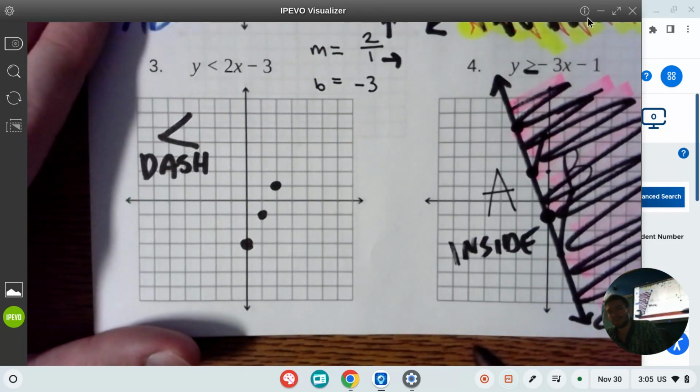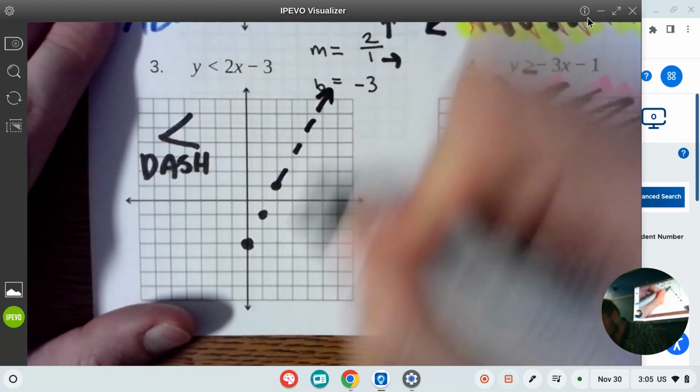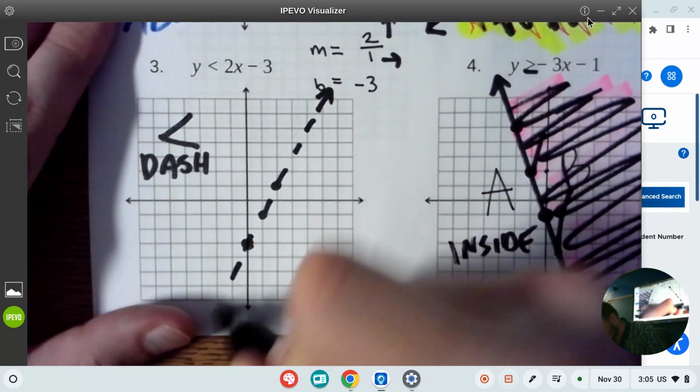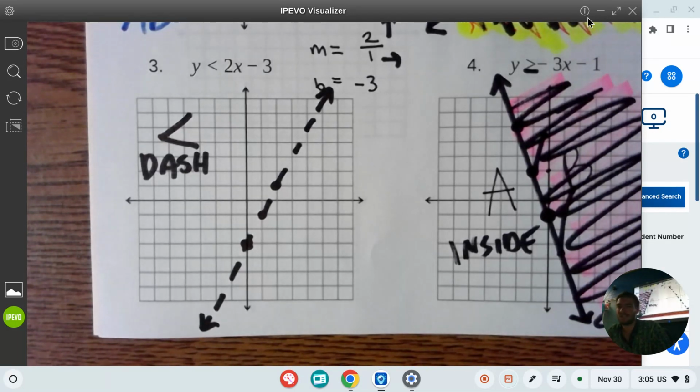It doesn't need to be perfect. Just dash, dash, dash, dash, dash, dash, dash, dash. Does not have to be perfect. Just leave some breaks in there.